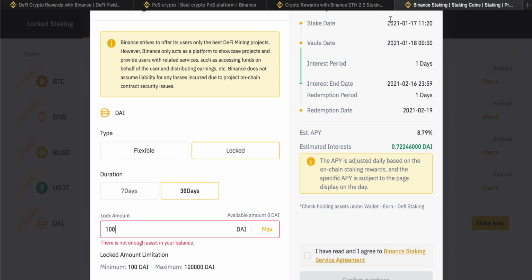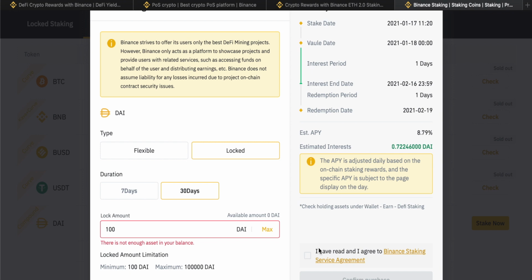You can see the start date, the value date. That's only one day because they do actually renew it every single day. You can see the redemption date right here. 30 days time will obviously be in February. We're starting it in January. It will then estimate the average percentage yield for you at the time that you're entering this. So, just under 9%. And then the estimated interest that you're getting, this will be the amount of coins that you actually receive back after the 30 days period.